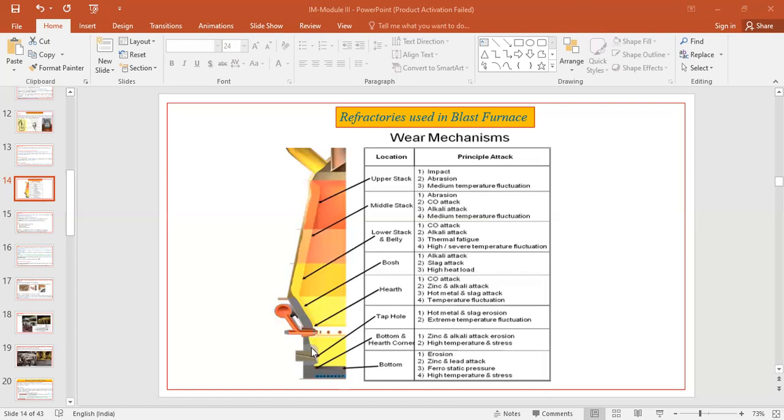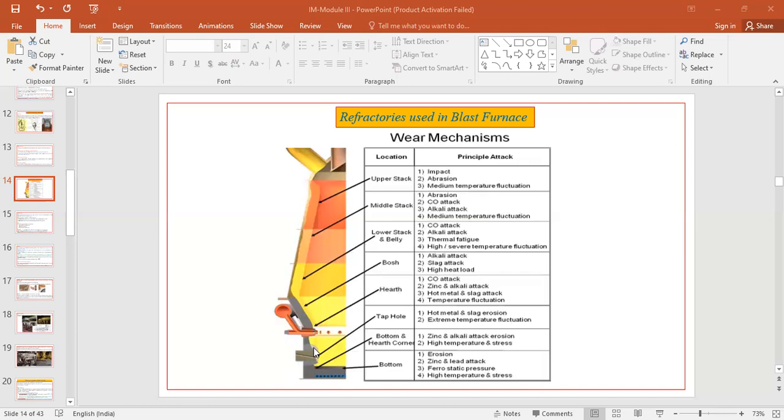Similarly, the tap hole also is a refractory lined system, and it should have resistance to erosion. Because during the tapping of hot metal, it comes out with very high velocities, because of which there is a possibility that erosion of the tap hole may take place. So it should have resistance to the erosion.